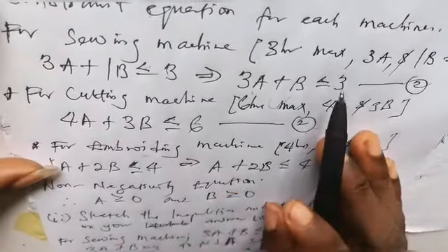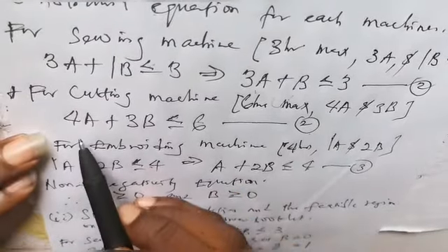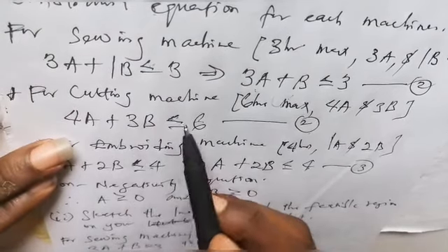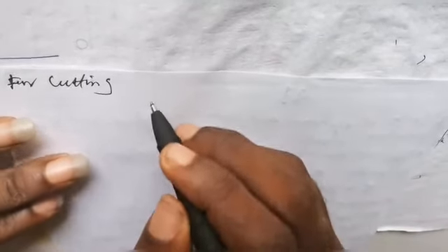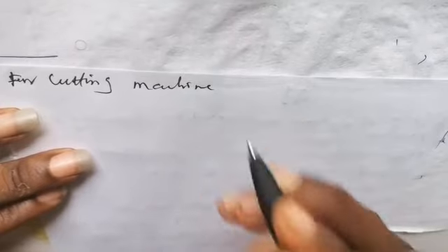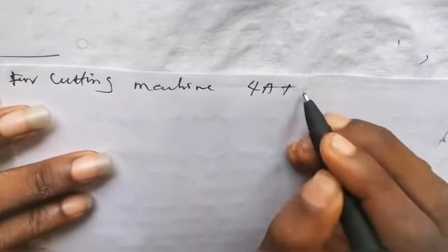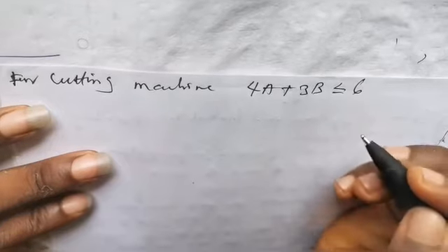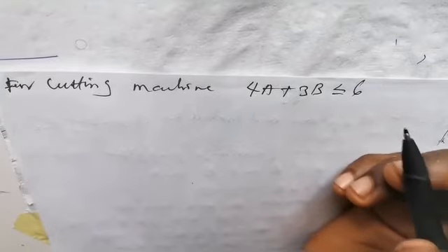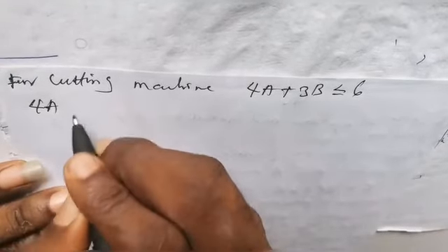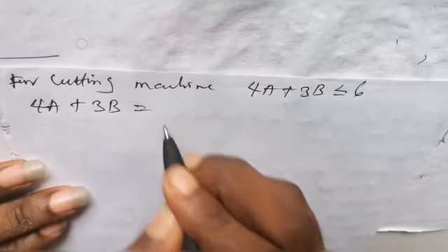Okay, so let's pull out the equation for the cutting machine. For the cutting machine, we had this equation 4a plus 3b less than or equal to 6. For the cutting machine, we also apply the boundary condition. Like I said, you can either choose to solve with the inequality sign or you can take it off and solve with the equal to sign. So we have 4a plus 3b equal to 6.